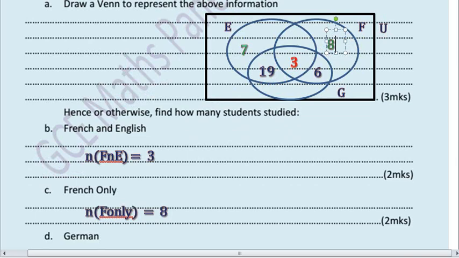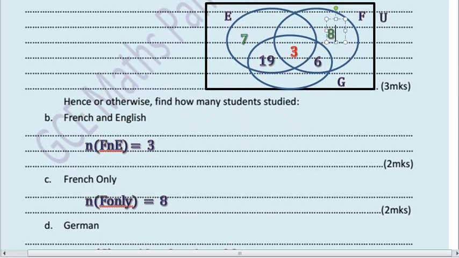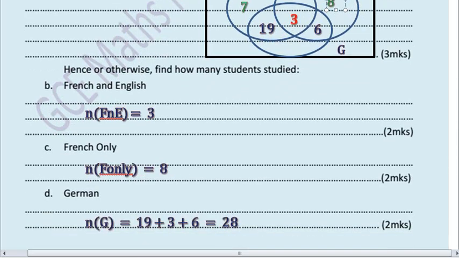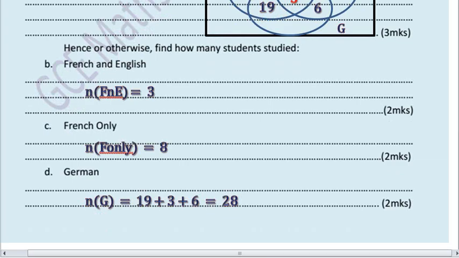And the number of students who studied German. For German, we add all the elements in that complete circle. So we have 19 plus 3 plus 6. And that gives us a total of 28. So 28 students studied German.